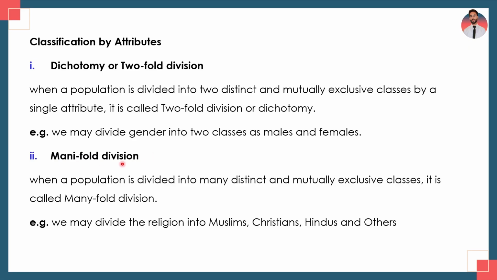Manifold division, the second classification. When a population is divided into many distinct and mutually exclusive classes, it is called manifold division. For example, we may divide religion, an attribute which cannot be expressed numerically, into categories: Muslims, Christians, Hindus and others.